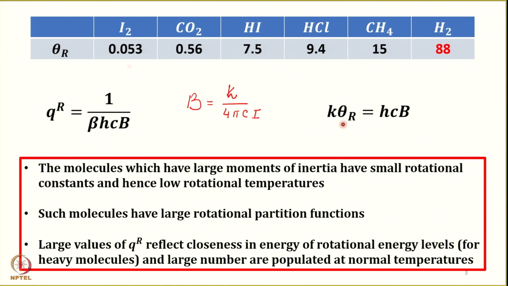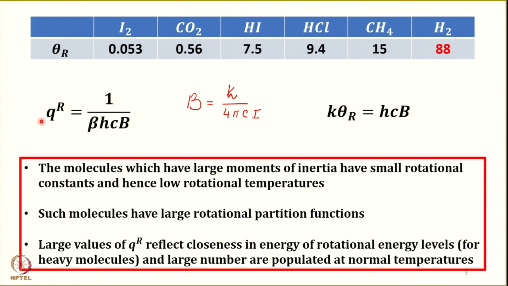That is what you see for iodine. So such molecules will have large rotational partition functions. If B is small, then qR is going to be large. So the conclusion is that the molecules which have large moment of inertia will have small rotational constant, and they will also have large values of rotational partition functions. And what does that mean? If the value of qR is very large, then what does that mean?